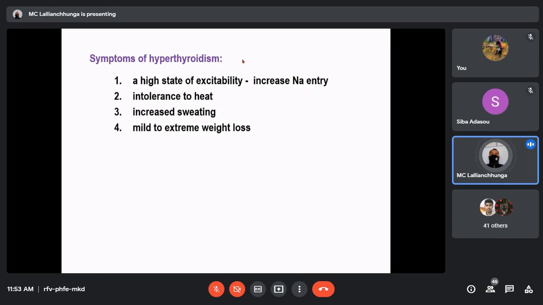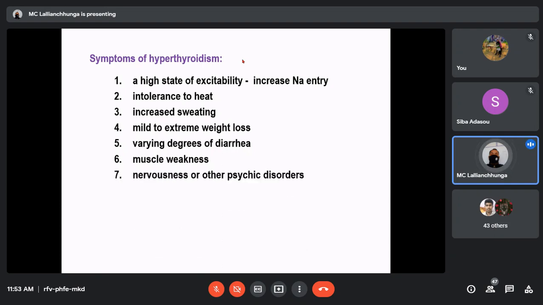Mild to extreme weight loss. Catabolism has increased. The breakdown of all these things, BMR is increased, catabolism is increased. So that will lead to catabolism of all those energy sources, maybe from the adipose tissue or some other tissues. So there will be mild to extreme weight loss depending upon the severity. Number five, varying degrees of diarrhea. It can lead to diarrhea. Muscle weakness, nervousness, or other psychotic disorders. I think you might have observed this in some people who are suffering from hyperthyroidism. So you know that it is affecting our psychology also, or our brain also.